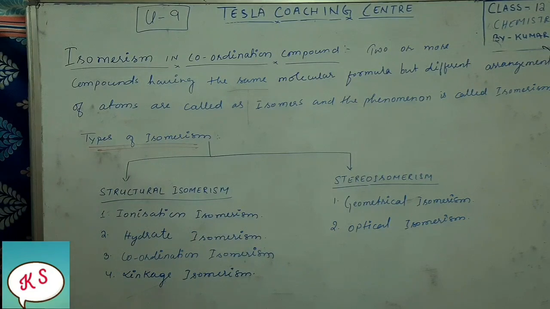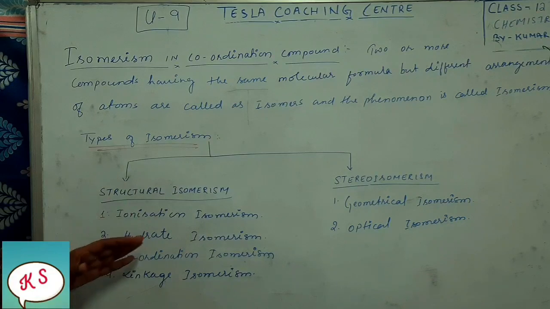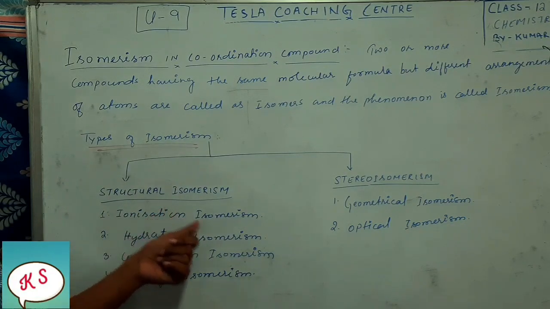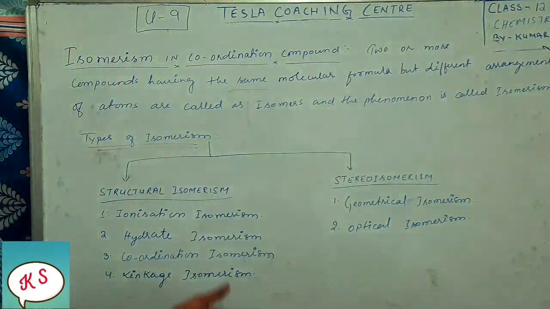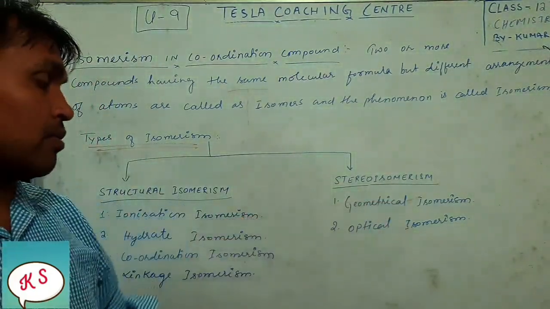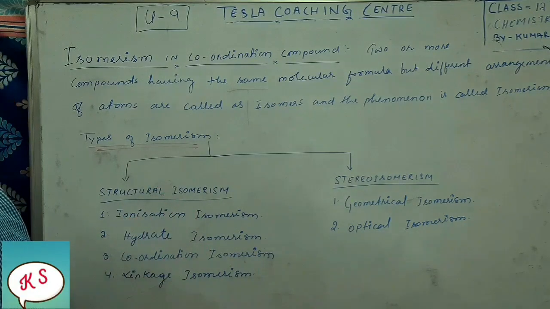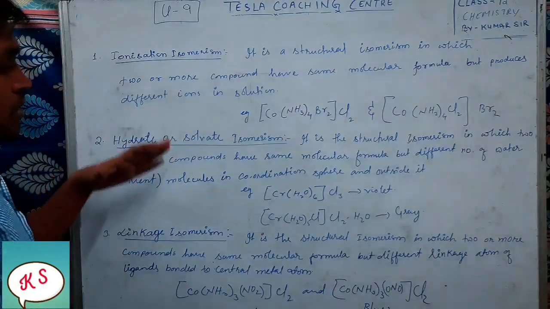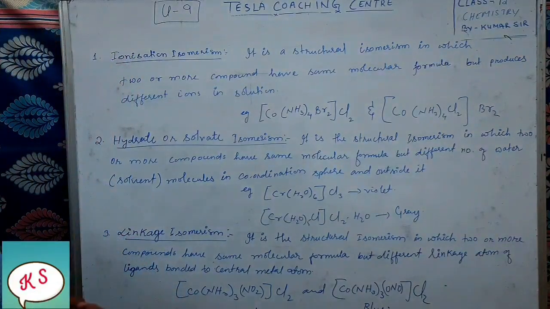Now we are going to discuss the types of isomerism. Isomerism can be divided into two: structural isomerism and stereoisomerism. Structural isomerism is again divided into four: ionization isomerism, hydrate isomerism, coordination isomerism, and linkage isomerism. Stereoisomerism is divided into two types: geometrical isomerism and optical isomerism. Now we are going to study the structural isomerisms one by one, along with their definitions.